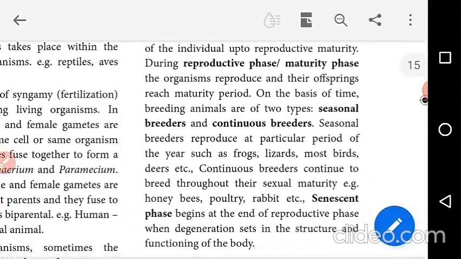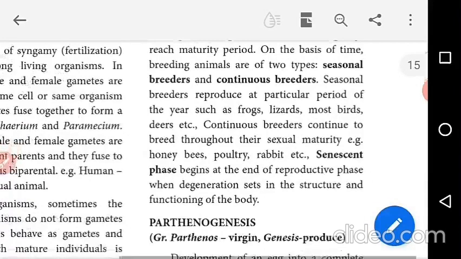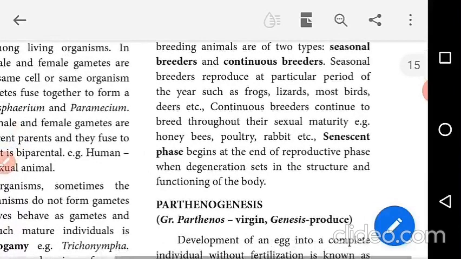The senescent phase: after the finishing of the reproduction, at the end of the reproductive phase, all animals go to degeneration. அழிகிறது அல்லது மடிகிறது. இந்த அழிதல் அல்லது மடிதல் நிலையை தான் senescent phase அப்படின்னு சொல்றோம். இந்த சிதைவு ஏற்பட தொடங்குகிறது. முதுமை நிலை. இந்த முதுமை நிலையில் அனைத்து உயிரிகளும் அதனுடைய அமைப்பு மற்றும் செயல்களிலும் குறைவு ஏற்பட்டு இறுதியாக அது மடிகிறது. ஆதலால் இவை முதுமை நிலை எனப்படுகிறது.